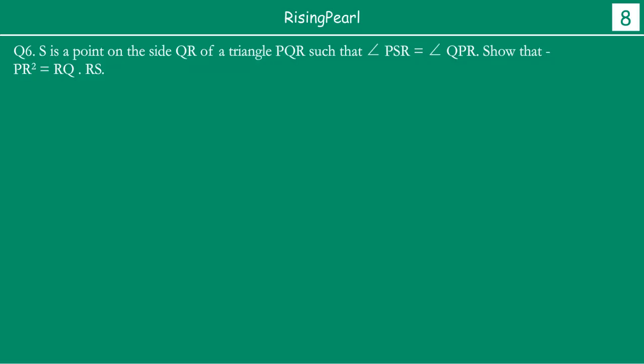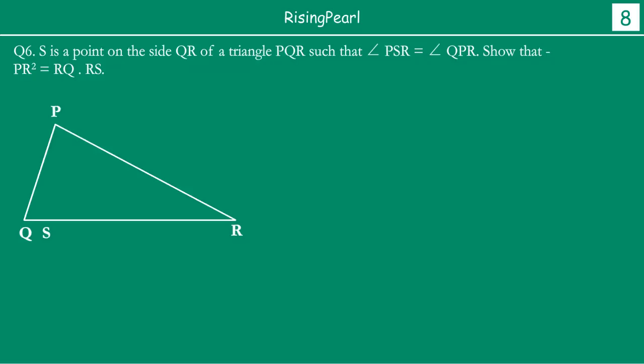S is a point on side QR of a triangle PQR such that angle PSR equals angle PQR. Show that PR square equals RQ times RS. So friends, this is an interesting question. First of all, there is no diagram given, so we have to draw the diagram ourselves. So how do we do it?